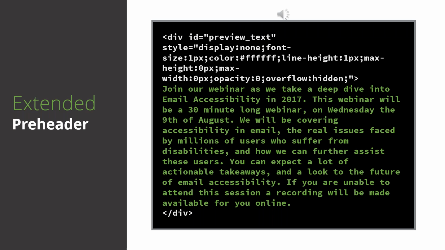Siri, could you please read me my latest email? There's one email message at 11:49. Support at emailacid.com sent you an email about accessibility in email webinar. It says, join our webinar as we take a deep dive into email accessibility in 2017. This webinar will be a 30-minute long webinar on Wednesday the 9th of August. We will be covering accessibility in email, the real issues faced by millions of users who suffer from disabilities, and how we can further assist these users. You can expect a lot of actionable takeaways and a look to the future of email accessibility. If you are unable to attend this session, a recording will be made available for you online. Would you like to apply?